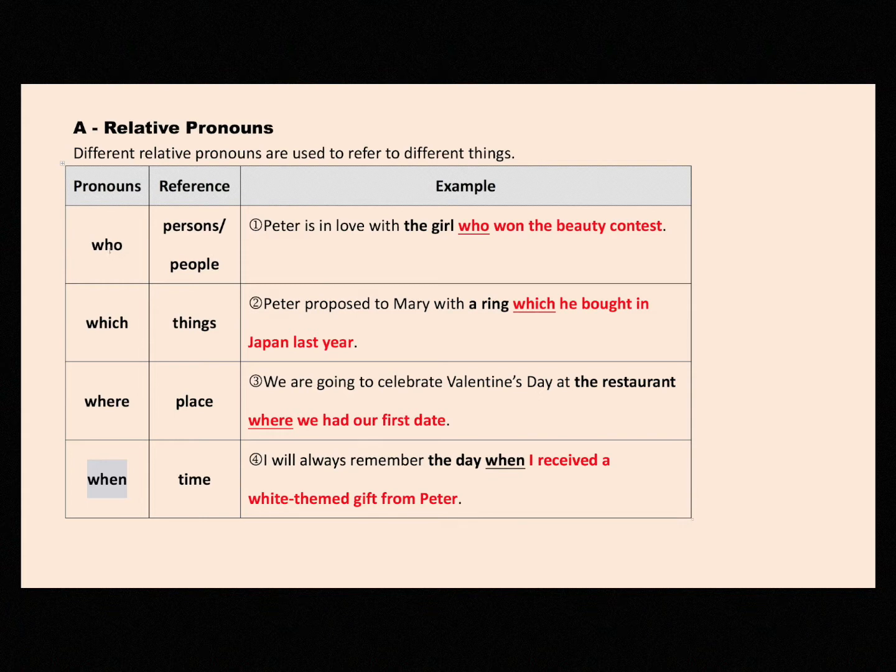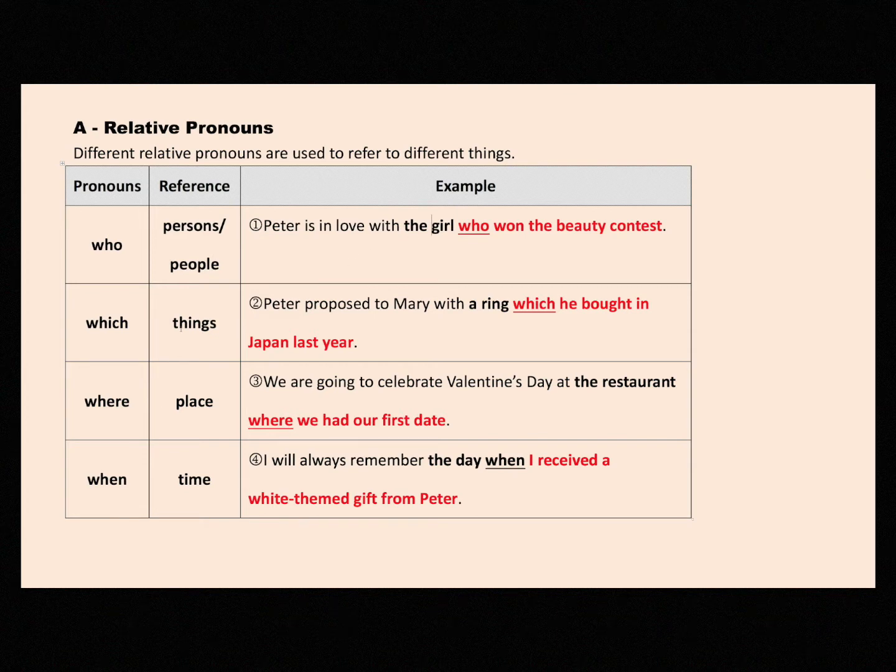When we use who, it is actually very easy because we use who to talk about persons or people. It's like, Peter is in love with the girl who won the beauty contest. Now this relative clause, who won the beauty contest, who is to talk about the girl. And because the girl is a person, that's why we use who to talk about the girl.